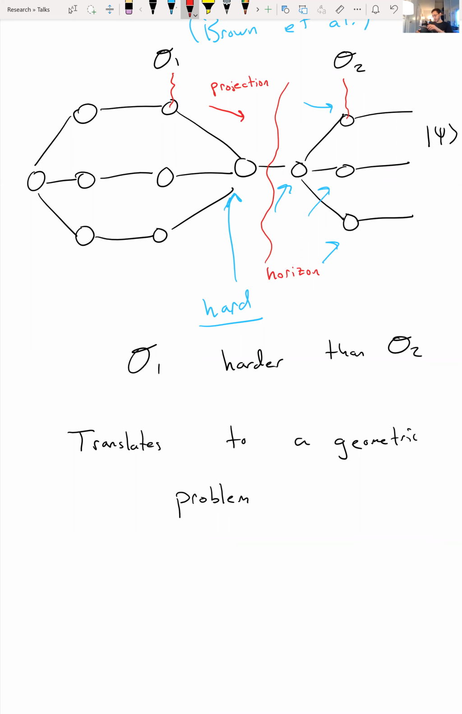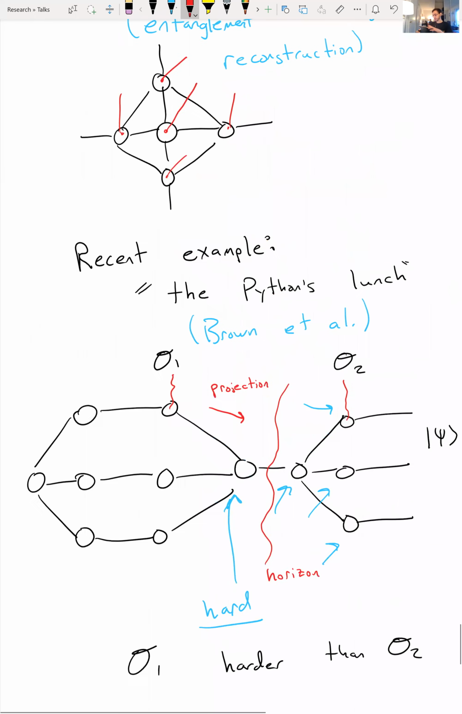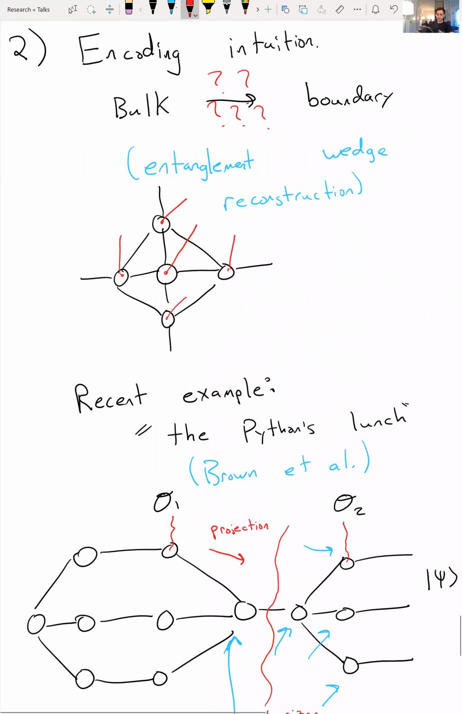So I think this is a really great paper. I encourage you to read it. And I think that this is a really promising future direction to use tensor networks to understand geometric obstructions to this encoding problem.